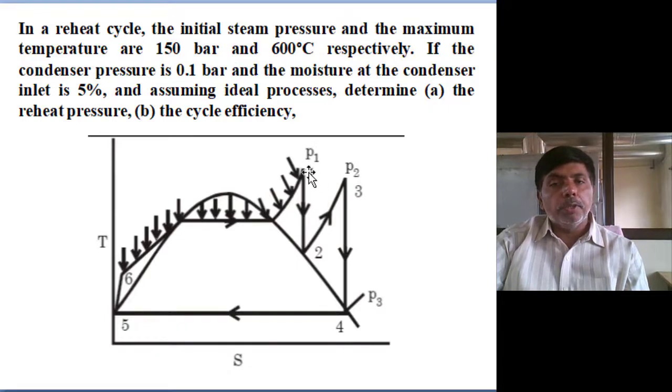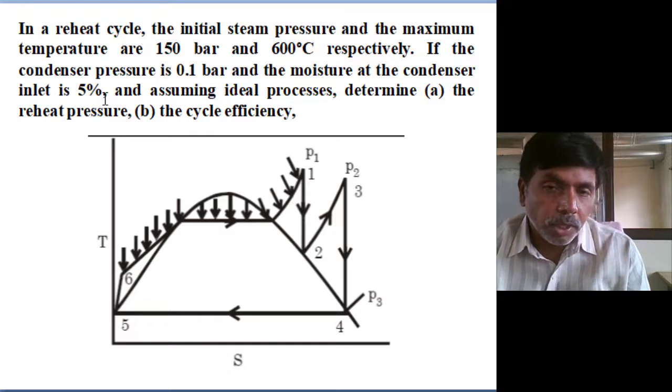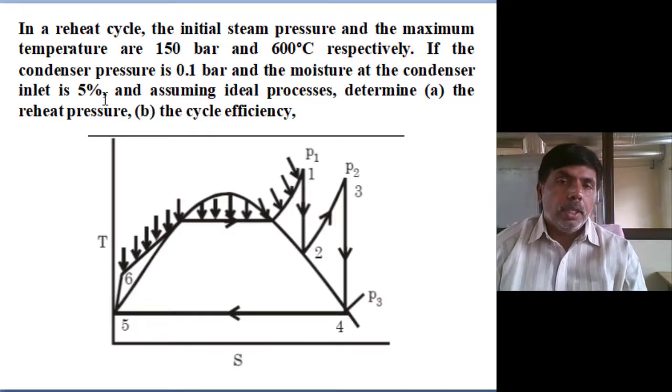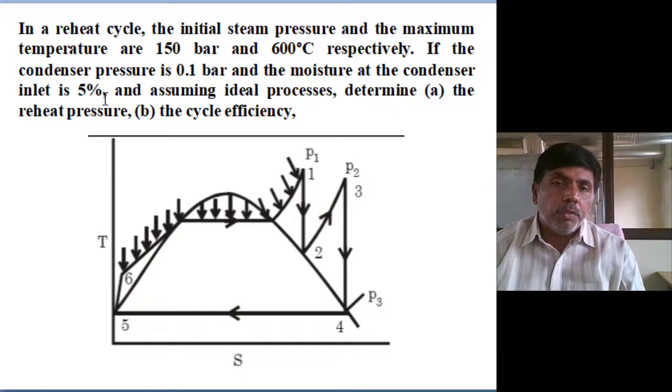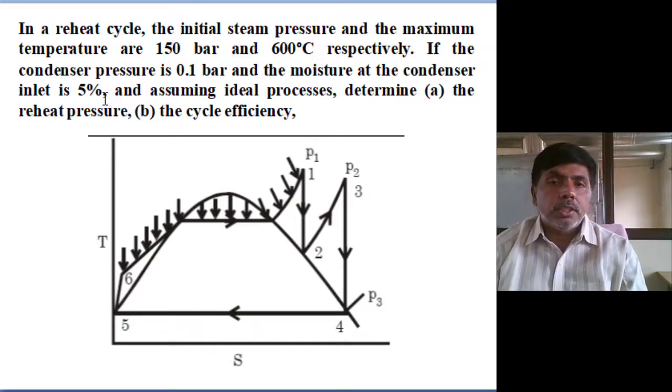So using the Mollier diagram, or the steam tables, table number 4, we extract the enthalpy at 150 bar and 600 degrees. If the condenser pressure is 0.1 bar and the moisture at the condenser inlet is 5%, so they have given the condenser pressure 0.1 bar and the moisture also. Moisture at the condenser inlet is 5%, which means the dryness fraction is 0.95.